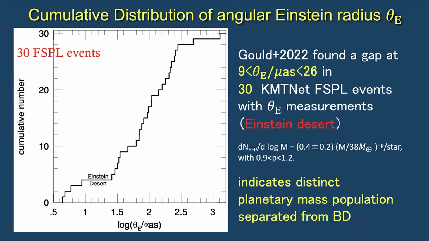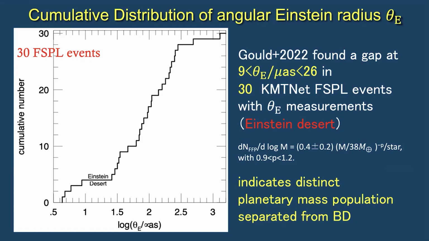And then later, Gould et al. published the distribution of theta E of 30 events with finite source effect from KMTNet. And they found there is a deficit of events around theta E of 10 micro-arcseconds.